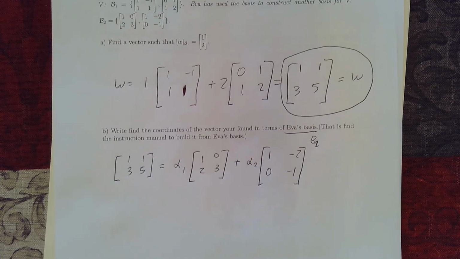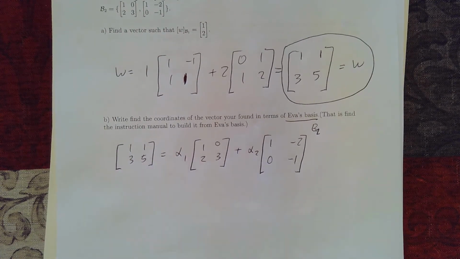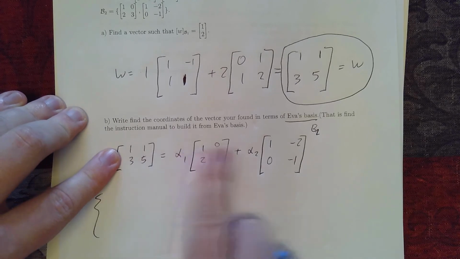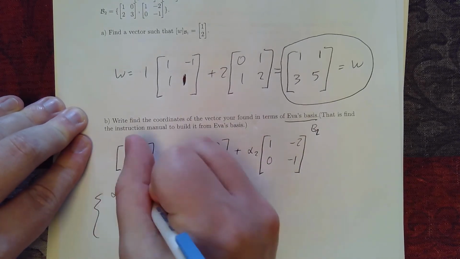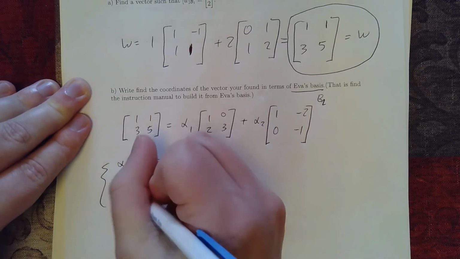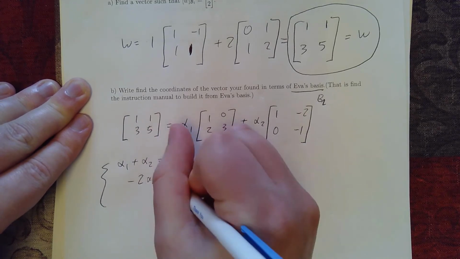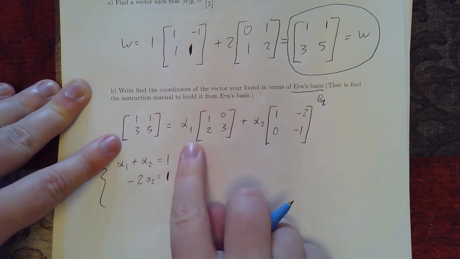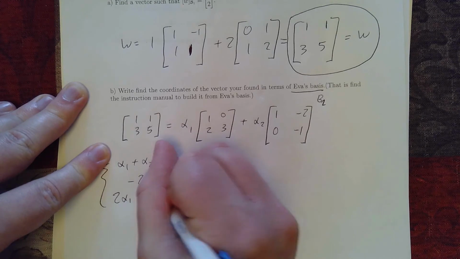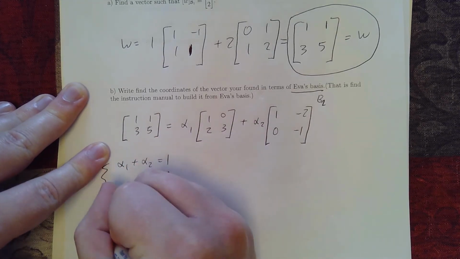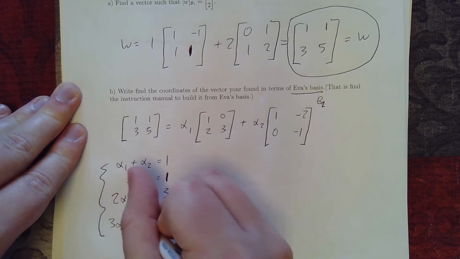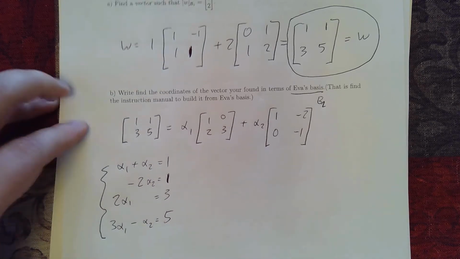So again, we need to set up a system of equations, and we'll kind of use each of these different parts of the matrix in order to set this equation up. So the first, using the top left entries, we should get alpha 1 plus alpha 2 equals 1. Using the top right entries, we should get negative 2 alpha 2 equals 1. Using our bottom left entries, we should get 2 alpha 1 equals 3. And using our bottom right entries, we should get 3 alpha 1 minus alpha 2 equals 5.